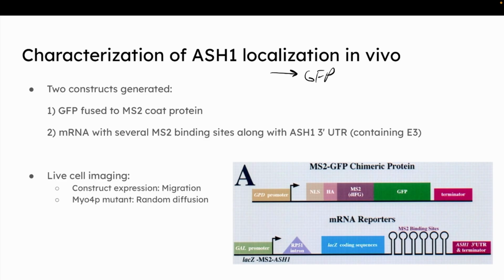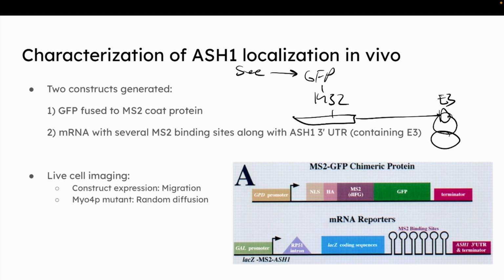Remember, this is green fluorescent protein, so we can see this. And this is bound to MS2, right? And MS2 will bind to our mRNA, and this mRNA contains the E3 ASH1 3' UTR. So this should bind to what? SHE2 and then SHE3 and then MYO4, and this should localize. And that's exactly what they saw.